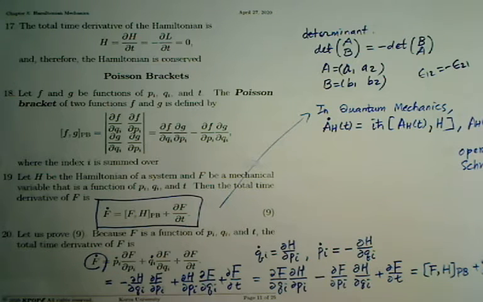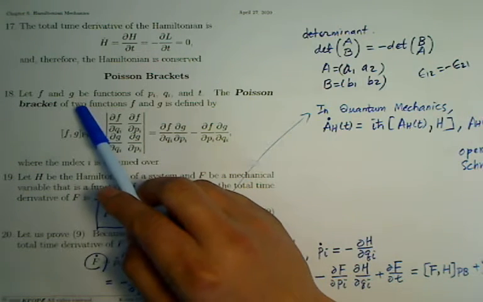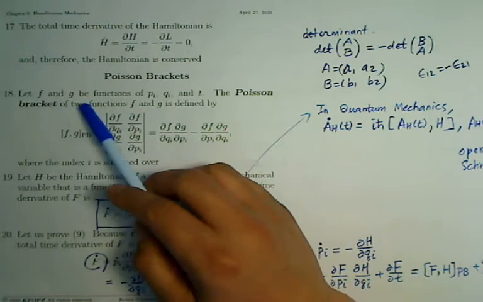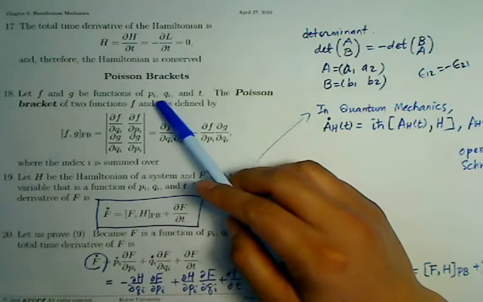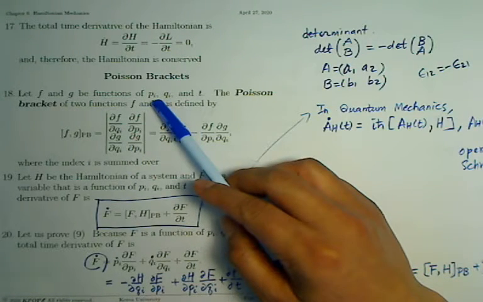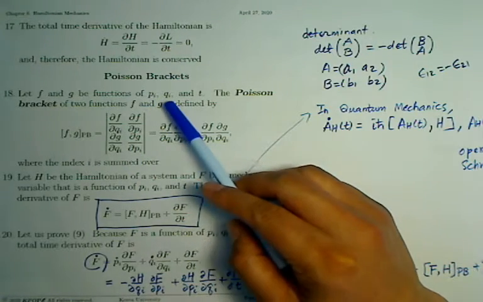First, we consider the Poisson brackets. A Poisson bracket is defined for two mechanical variables, two mechanical functions. Mechanical function means they are arbitrary functions of the canonical momentum P conjugate to the generalized coordinate Qi.